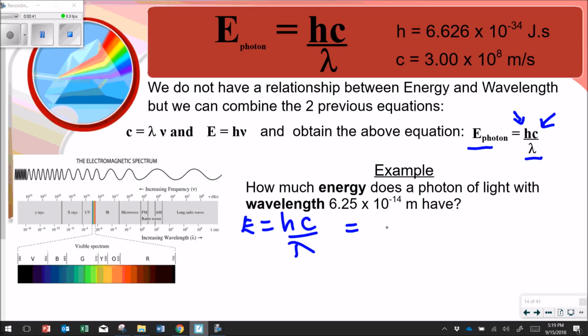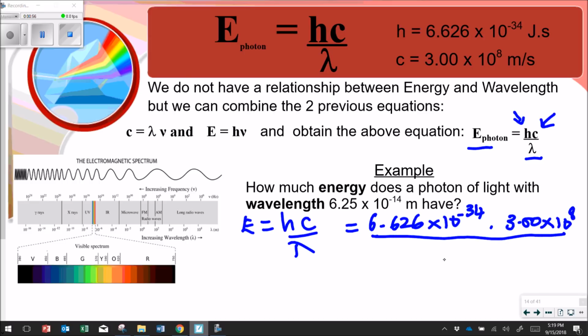So I just plug in numbers. h is 6.626 times 10 to the negative 34 multiplied by c, which is 3.00 times 10 to the 8, divided by lambda, which is the wavelength, so 6.25 times 10 to the negative 14. And that gives me 3.18 times 10 to the negative 12. And again, the unit for energy is joules.